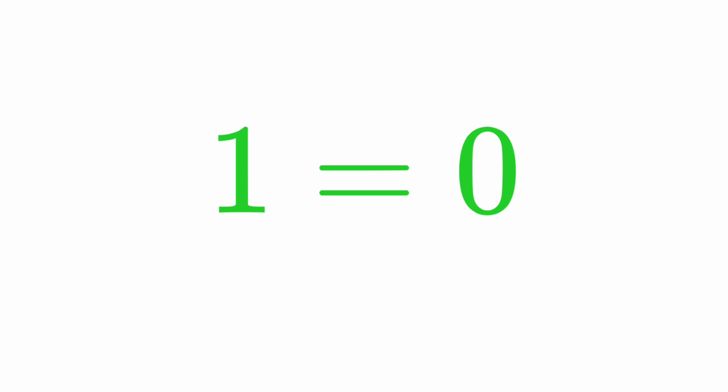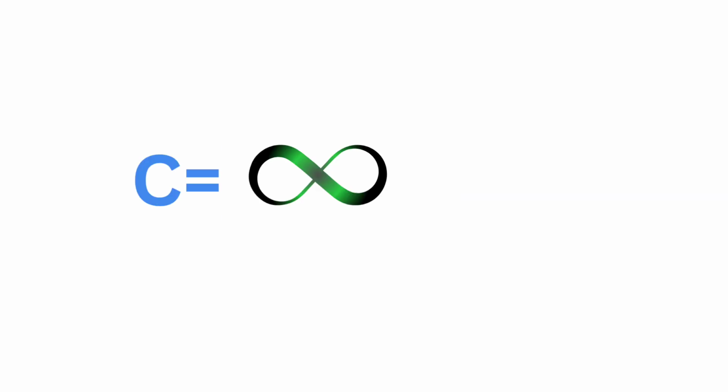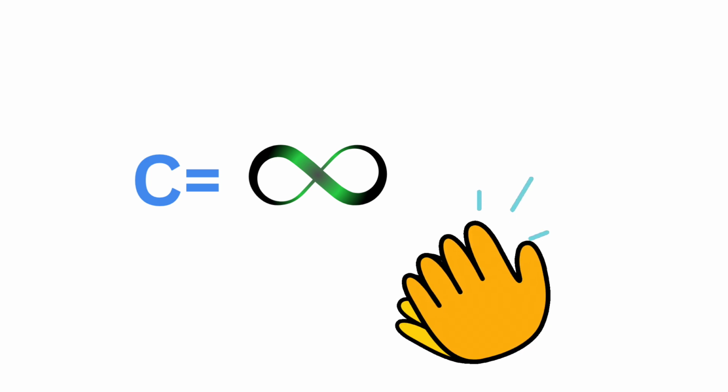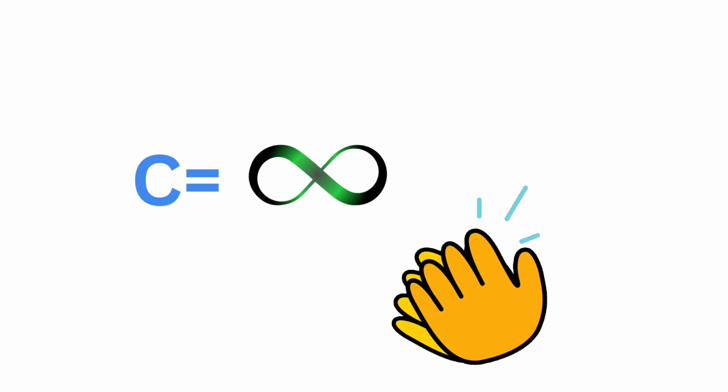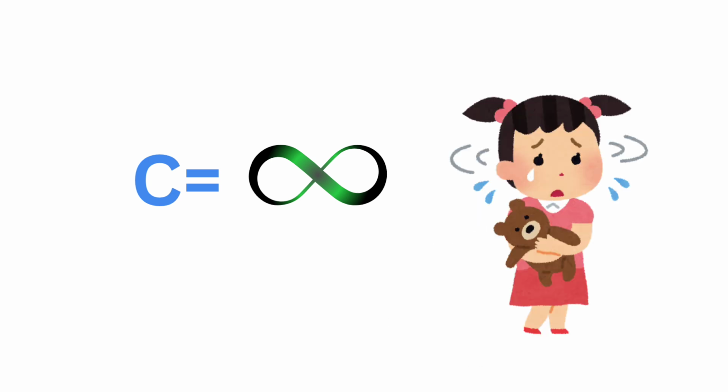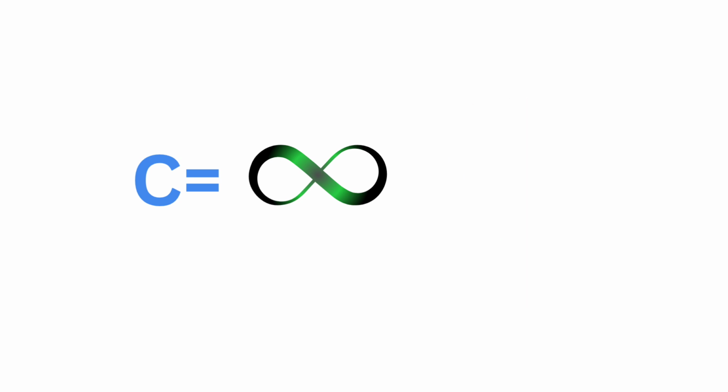In two methods we got 1 is equal to 0. So the c value is infinity. Let's give a round of applause for our friend c. There is no solution for c because the equation is inconsistent.